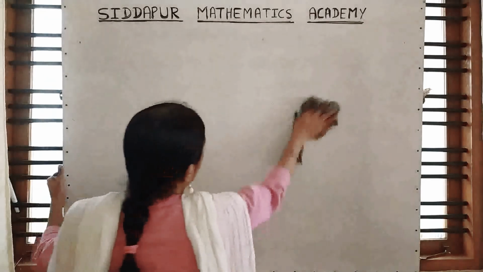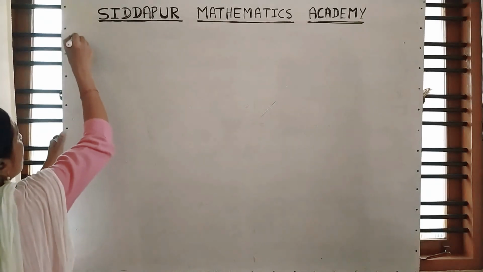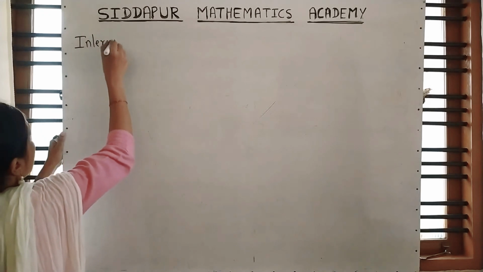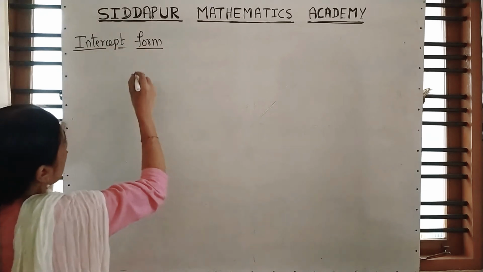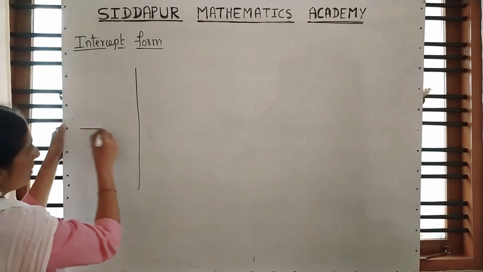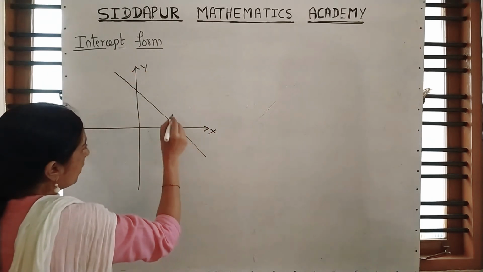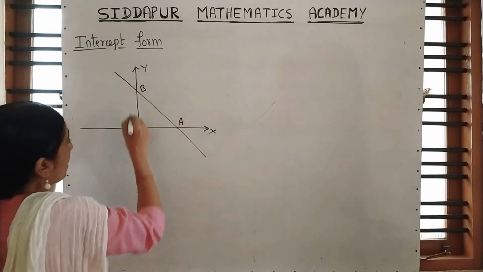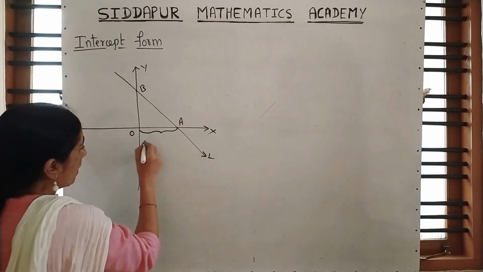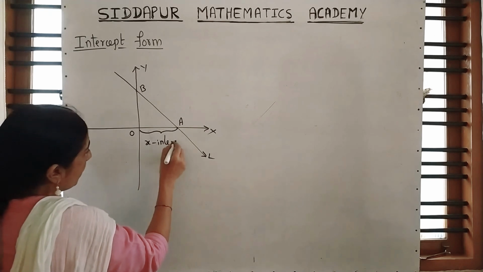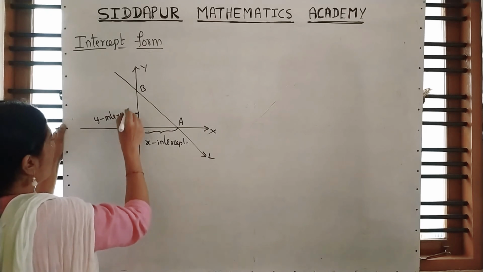Before moving to intercept derivation, I will explain intercepts. Intercept form. See here, this is the y-axis, this is the x-axis, and if you draw the line like this, we are taking this as A, this I am taking as B. Where the line L cuts the x-axis, this distance we call the x-intercept, and this I am taking as the y-intercept, where the line cuts the y-axis.